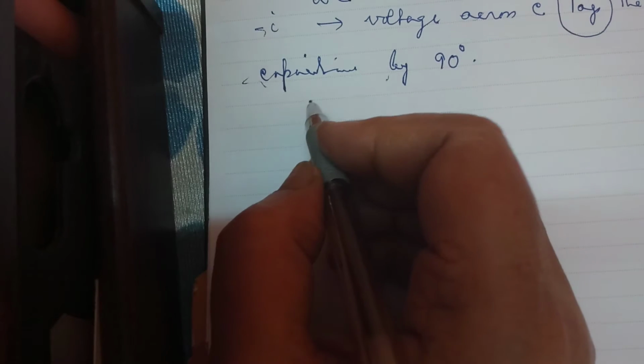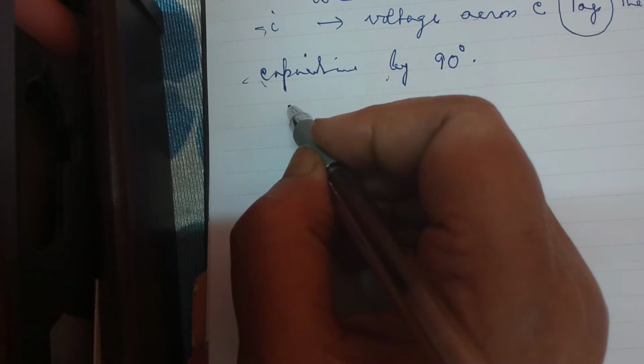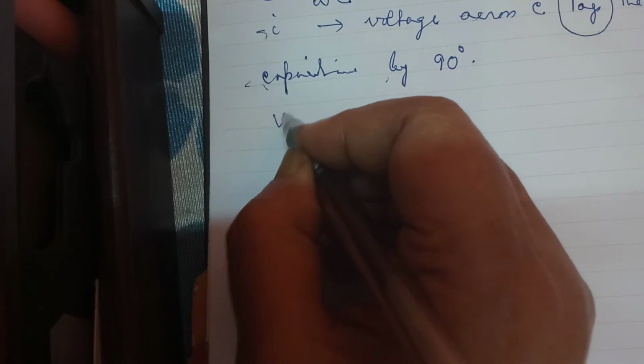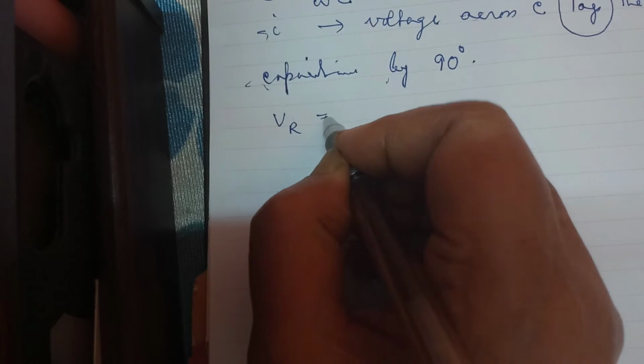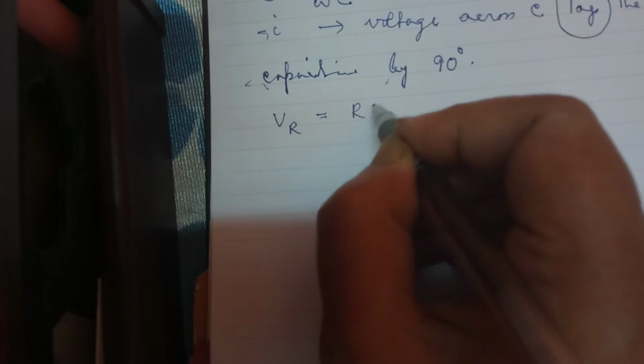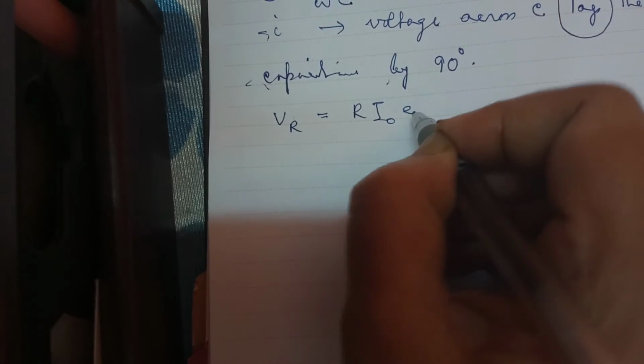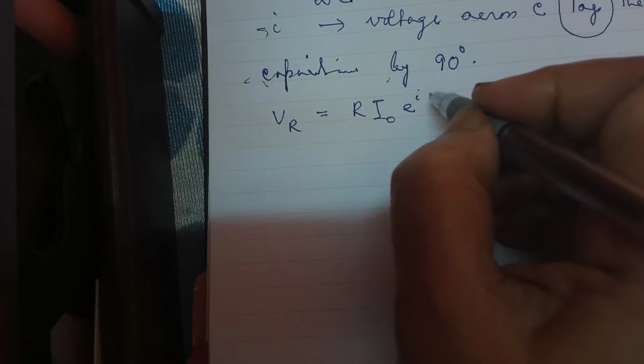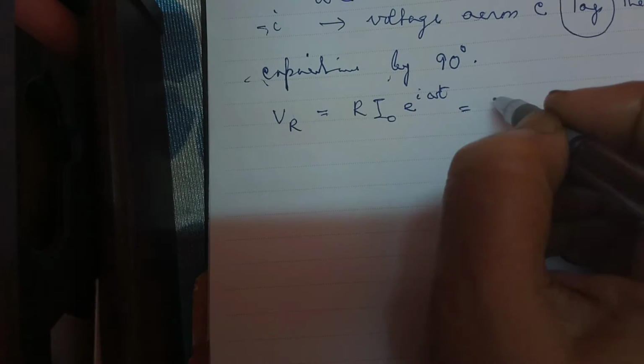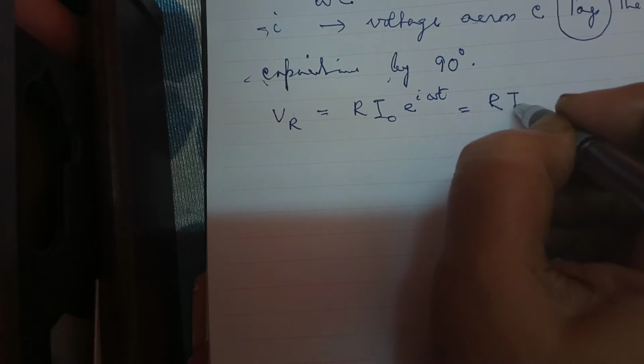Now, to start with, the voltage across the resistance is always in phase with the current across the resistance. You can always write VR as equal to R I naught e to the power i omega t. So this is equal to R I.